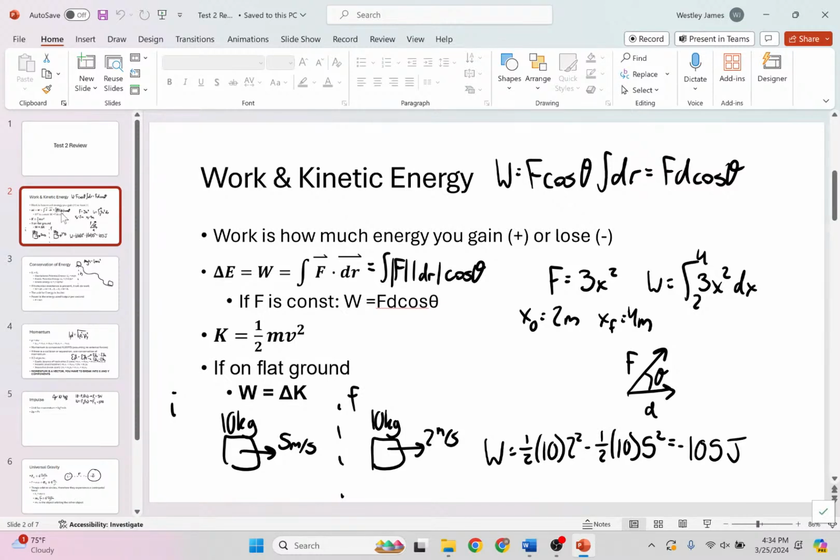If you gain energy, you'll end up getting a positive answer. If you lose energy, you'll end up getting negative. The math tells you it's a scalar. Kinetic energy is 1/2 mv squared, very straightforward.